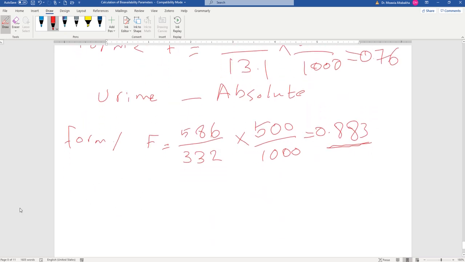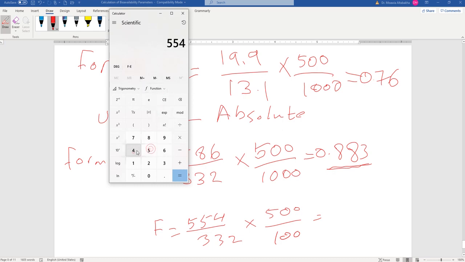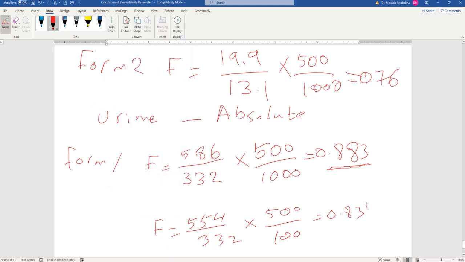For formulation 2, F will again be equal to 554 divided by 332, the IV, multiplied by 500 divided by 1000, and it will give you 554 divided by 332 multiplied by 0.5, and you will get 0.834. Again, you will see that here it's larger than here. We expect that there will be some difference, especially since not all of the drug will be taken to the urine. Therefore I can expect some differences.